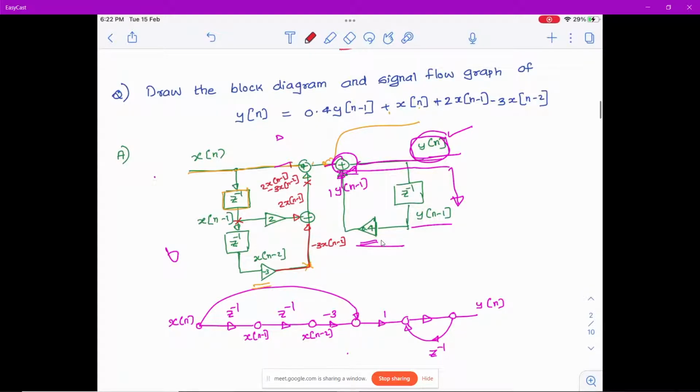So I have already an x of n coming here. So when I add with 2 into x of n minus 1 minus 3 into x of n minus 2, so at this point you will get this part.